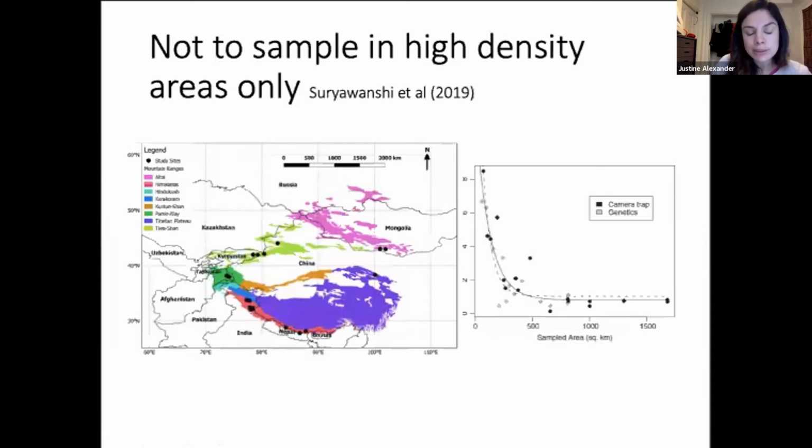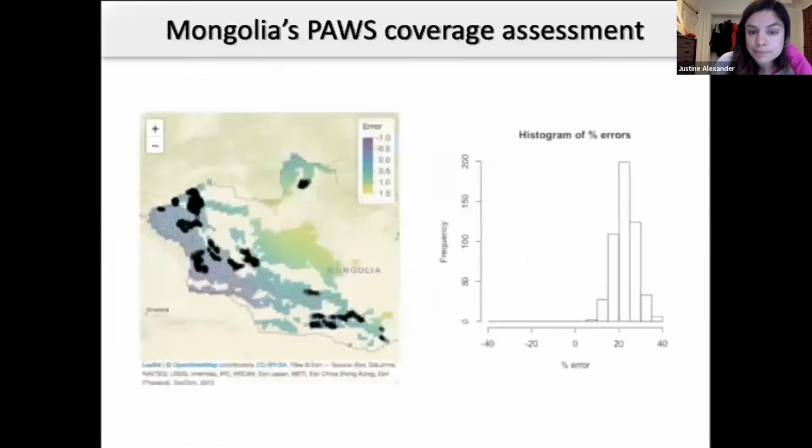So that could be a potential bias that might come into our estimate. So it's important to understand, okay, where are they distributed? Another example that many of you might have heard about is the bias in Mongolia, and they've actually shown it.